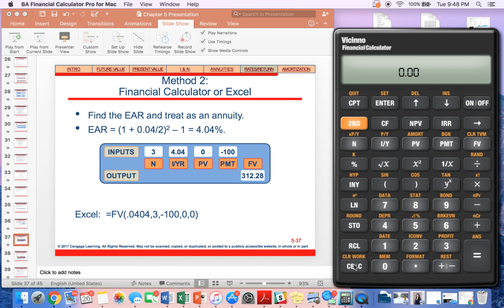Okay, so we can clear out the calculator. It's a 3-year annuity, and our effective annual rate is 4.04%. We weren't given a present value, so we assume it's 0. We don't have any money today. We are investing $100, so it's a negative cash flow, and we plug that in for our payment. Then we click Compute Future Value, and you get $312.28. So my $100 for 3 years, every year, is really worth $312.28 if I compound it semi-annually.